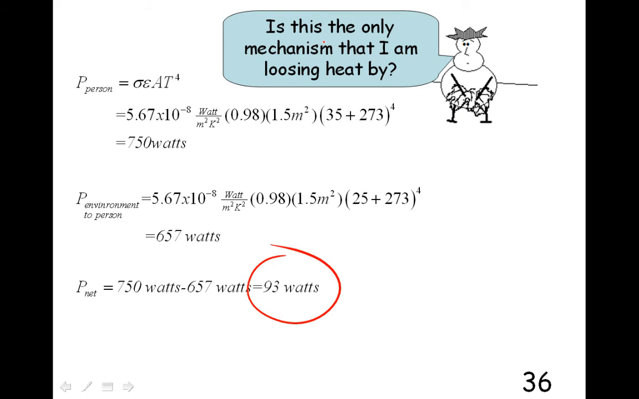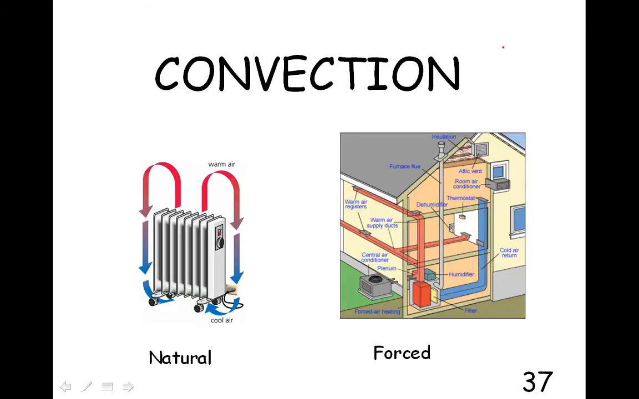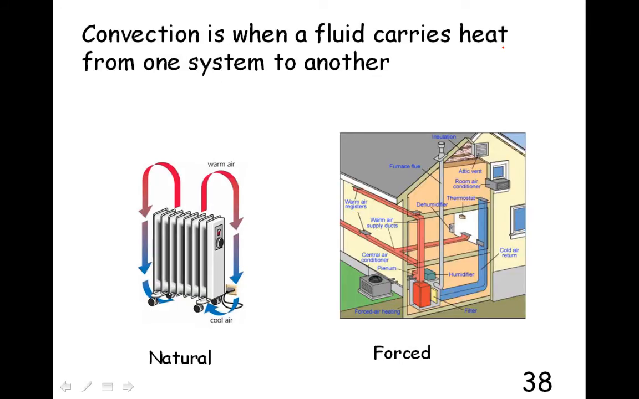And I'll mention that this is not the only mechanism by which we lose heat if we're standing somewhere in the cold. We're also in contact with the air, so we're losing heat by conduction. And as we'll learn in the next section, we're losing heat by convection. There are two types of convection. Convection happens when a fluid carries heat from one system to another.